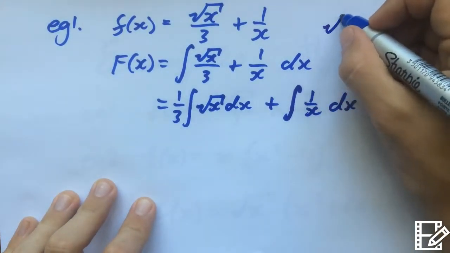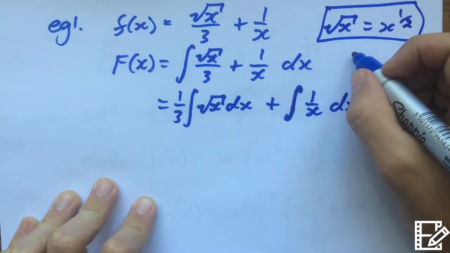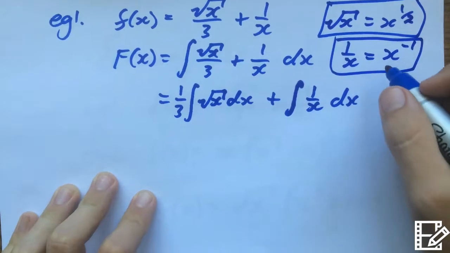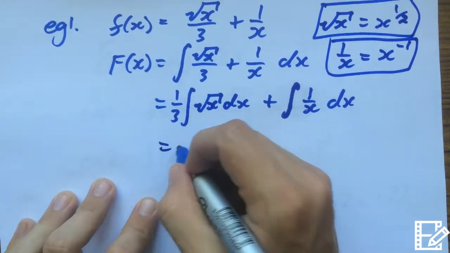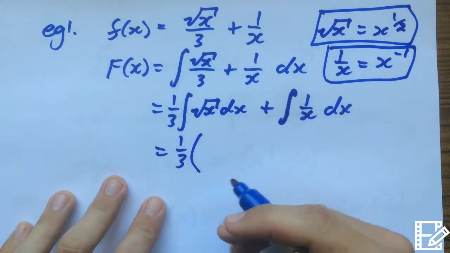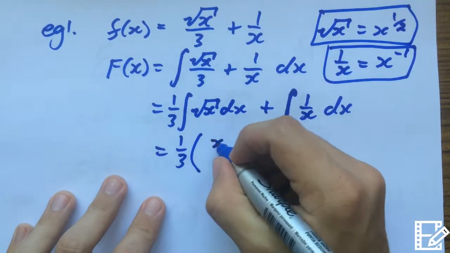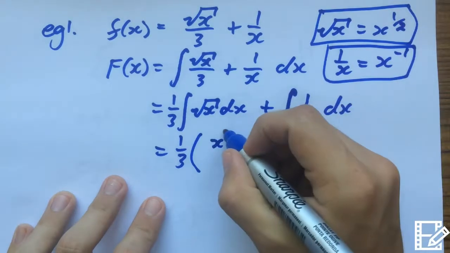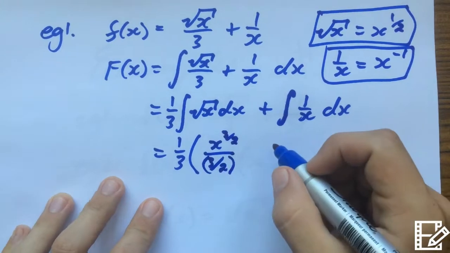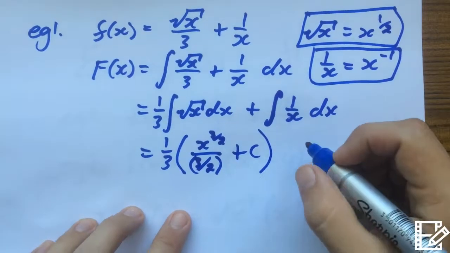So you should know by now that the square root of x is the same as x to the power of 1 on 2, and 1 on x is the same as x to the power of negative 1. So this is what we're going to use. So 1 on 3, let's find the integral of square root of x. Doing the power rule, we add 1 to the power and we divide by the new power. So it'll be x to the power of, what's 1 plus a half? 3 on 2. Divide by the new power, which is 3 on 2, plus c, which I'm going to talk about.